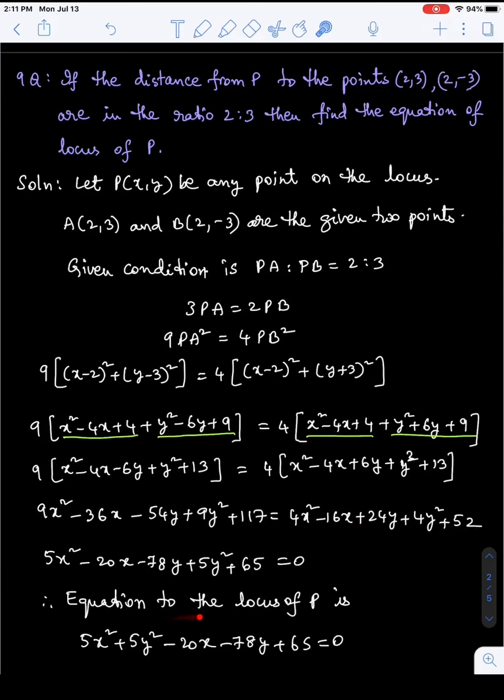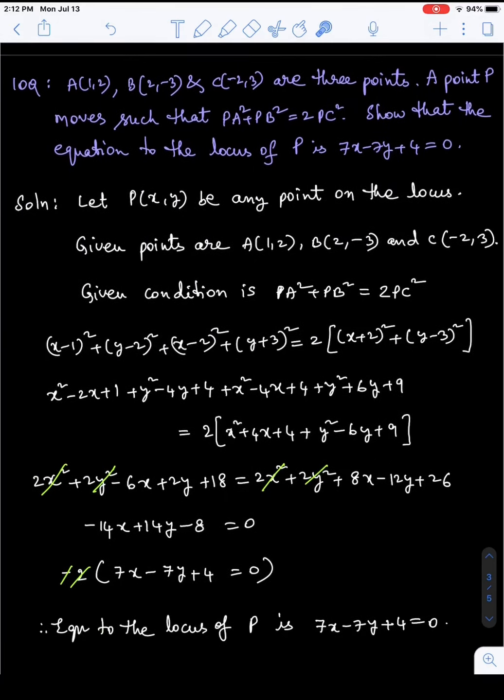And this is the required equation of locus of P. We are writing it in the form of circle equation, that is 5x square plus 5y square minus 20x minus 78y plus 65 is equal to 0. Order is changed. We can write it this way. So this is the form of a circle, equation of circle. Okay. So the required equation of locus is a circle which is in this form. This is the answer.